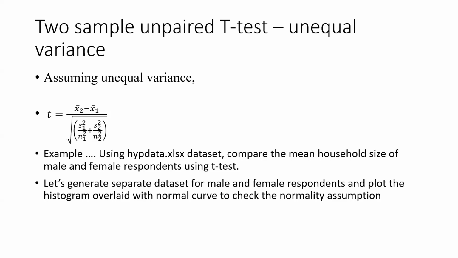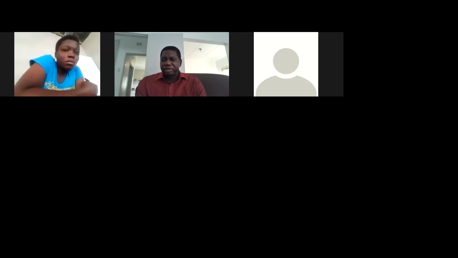So if you want to do that, the starting point is to generate two data sets, one for male, one for female, because we must first test for normality assumptions by plotting the histogram overlay with normal curve to show the normality before you proceed to other things. So we are going to look at that. Let me stop the sharing, and we are going to go straight to the RStudio.